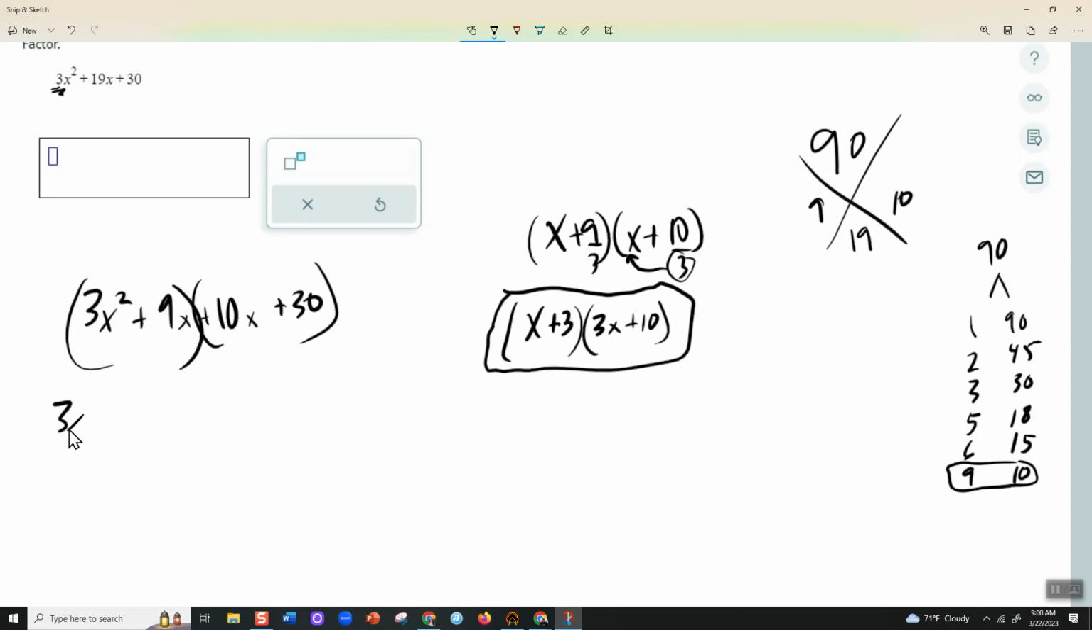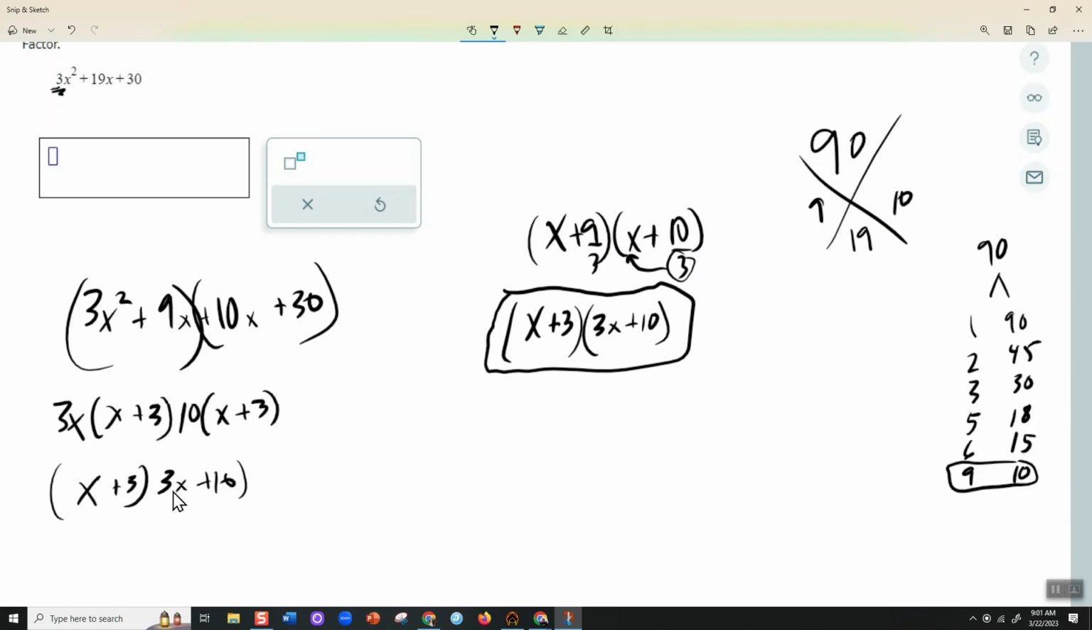You still add up to 19, but just replacing the b value and then factoring by grouping. I get a 3x on the first group, and then I get 10 on the second group, and they both give me the same binomial of x plus 3. So I get x plus 3, and 3x plus 10 is left over. Same answer either way.